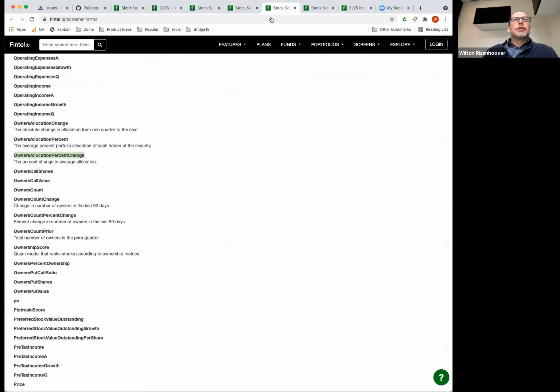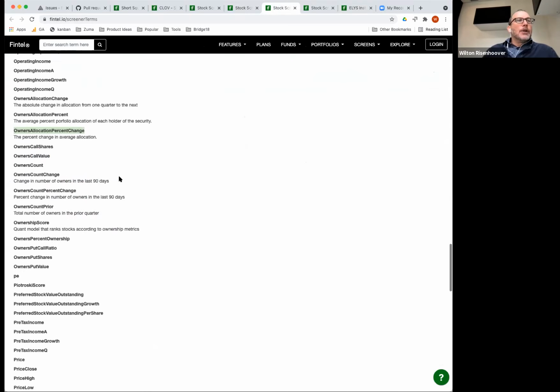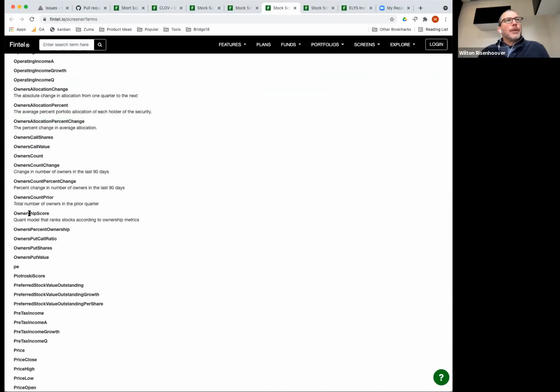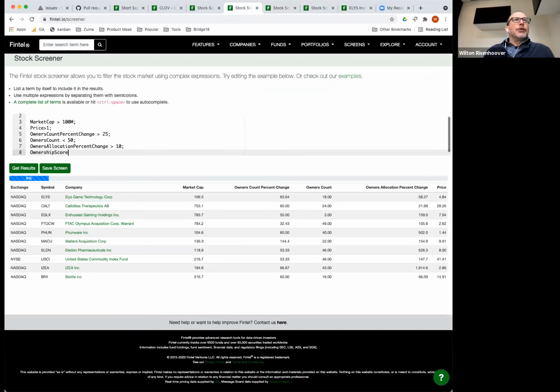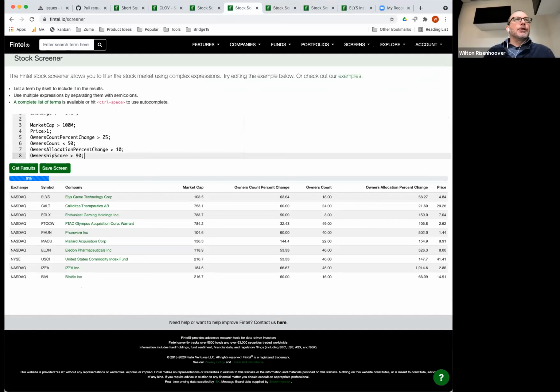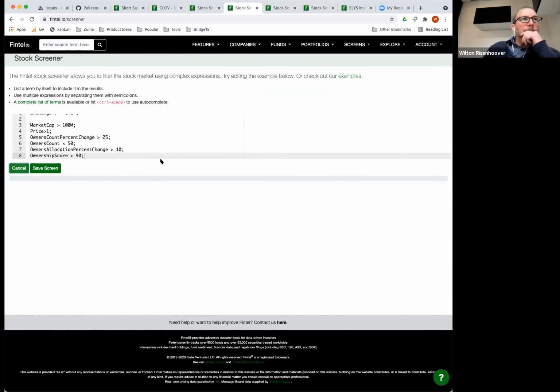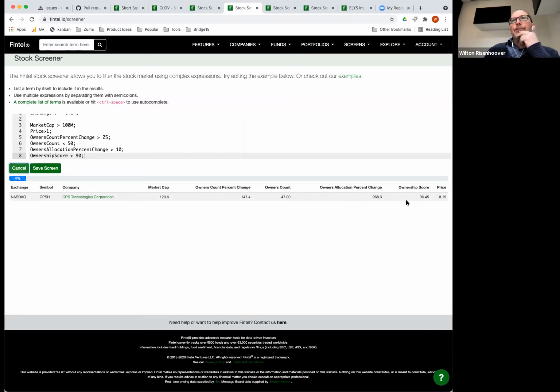Now let's go back and look at the terms here. We have an ownership allocation score, which basically ranks companies based on their ownership allocation. So if I want to say, show me all the companies that have a score greater than 90, it's going to go through and show you this is a 96 and 97. You'll find out that the ownership allocation score is very similar and correlated to the ownership score.